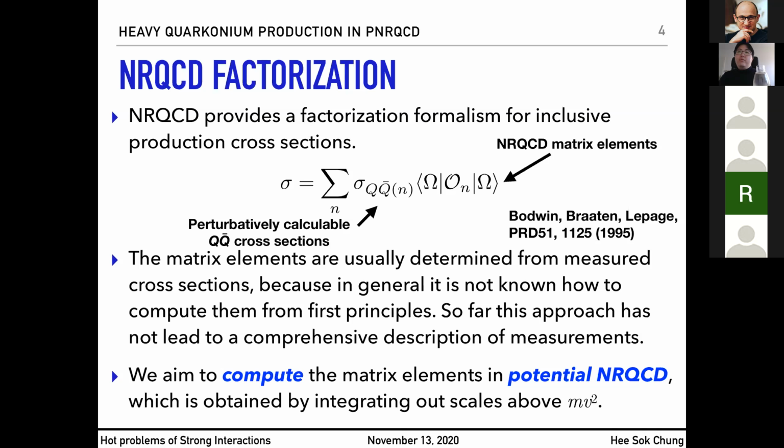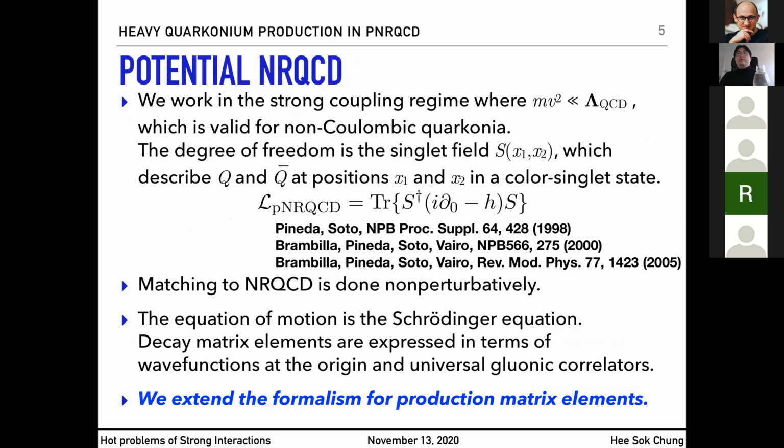So what we aim to do here is to actually compute the matrix elements using the potential NRQCD effective field theory, which is obtained by integrating out the scales above mv squared. That includes the scale mv that appears in NRQCD. And we work in the strong coupling regime where the scale mv squared, which would correspond to the scale of the binding energies, is much smaller than Lambda QCD. And this regime is valid for non-Coulombic quarkonia. This would include highly excited states of quarkonia.